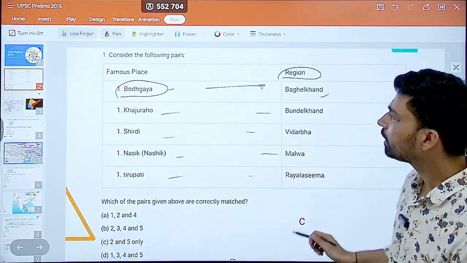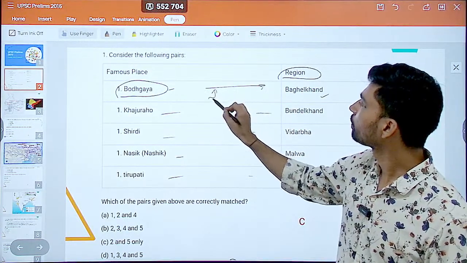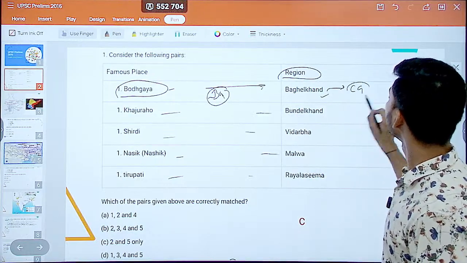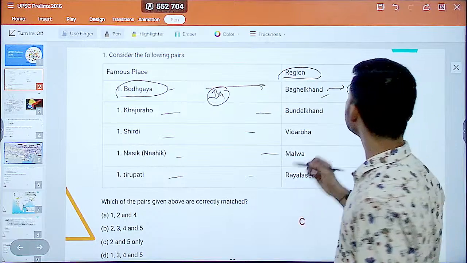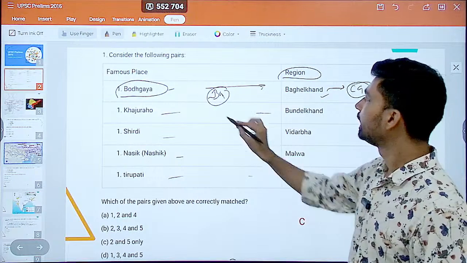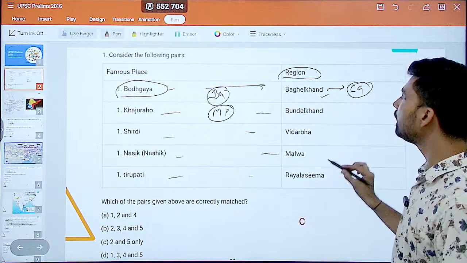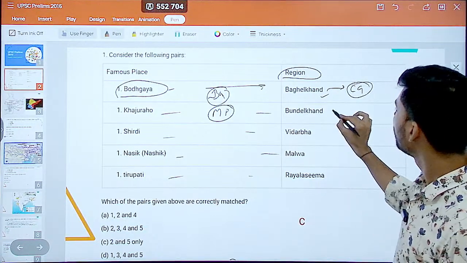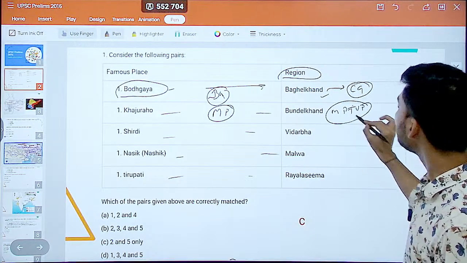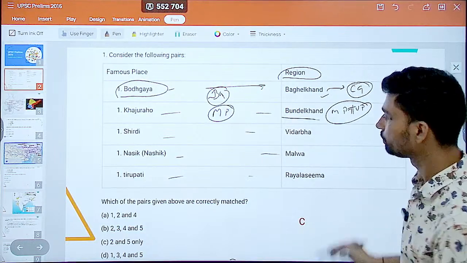Now, as we can see, Bodh Gaya is situated in the state of Bihar, and Baghelkhand, we know, is a plateau located in the state of Chhattisgarh. That means obviously the first option is incorrect. Khajuraho, we know, is a very famous temple situated in the state of Madhya Pradesh. Bundelkhand is part of 2 states, MP plus UP, and indeed Khajuraho is part of the Bundelkhand region of Madhya Pradesh. So the second option is the correct one.